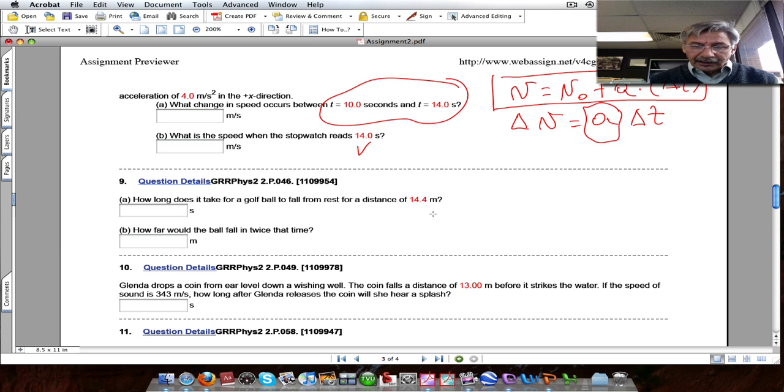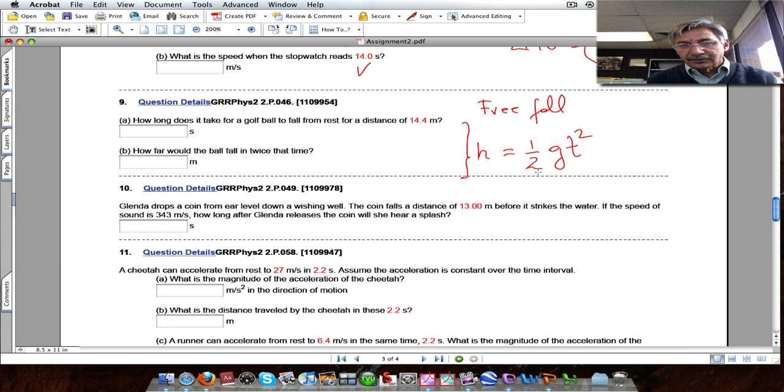This is free fall, and in free fall, when an object starts from a certain distance, if it starts with 0 velocity, then the distance traveled is 1/2 gt squared. So from there you can calculate the time, and of course you can also calculate the distance for twice the time there.